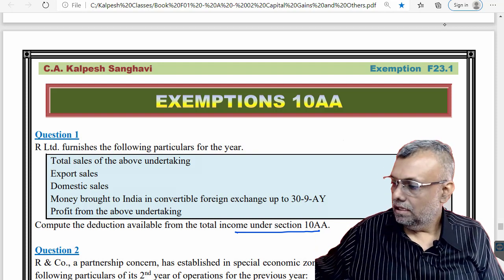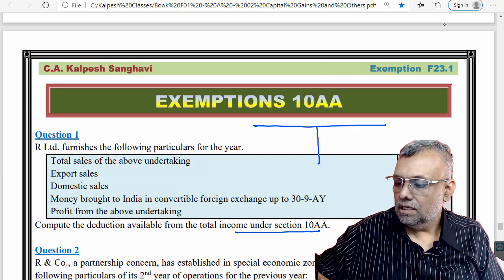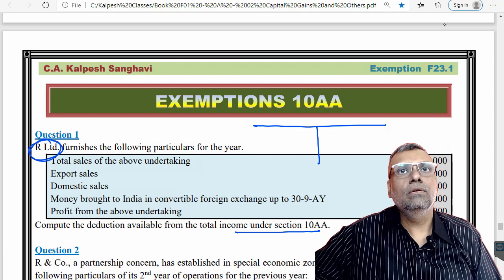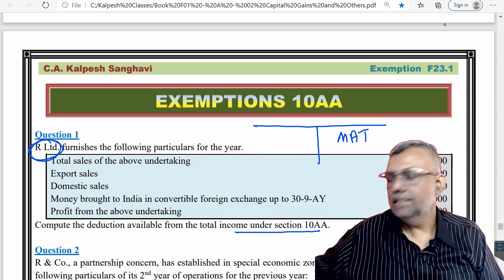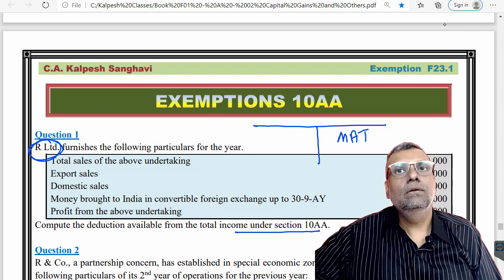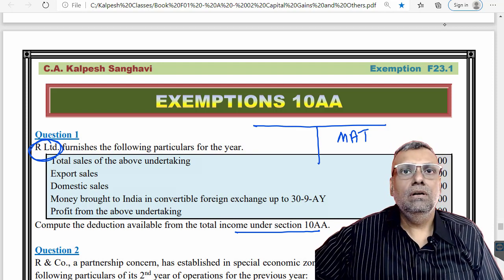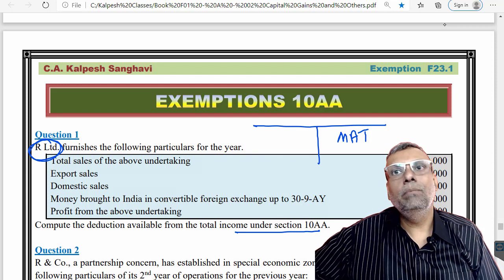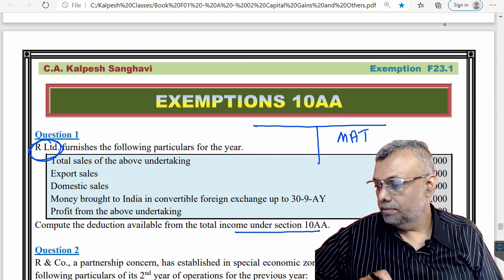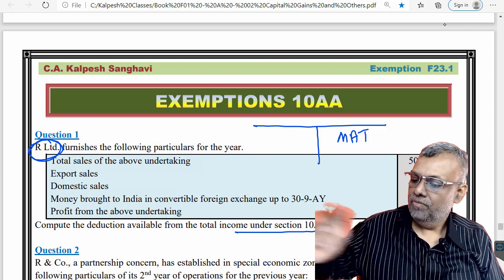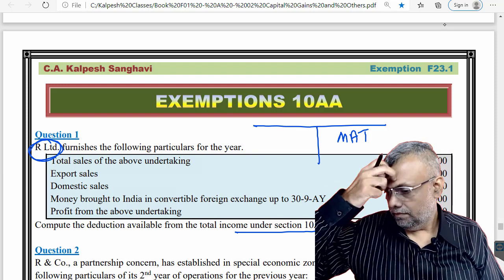First of all, this is a company. Since this is a company, the company can also have MAT implications. A corporate entity subjected to the MAT provisions might also have to do the MAT calculation. Actually this question is not asking you for the tax liability calculation, but I'm just extending the scope of these types of questions.